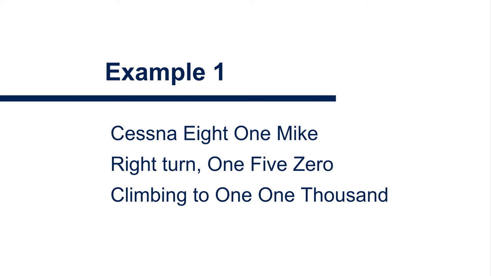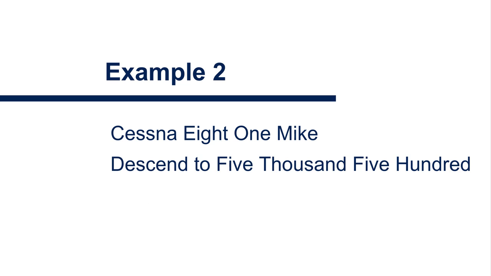Here, I've been given some instructions to make a turn to a heading and also climb to a new altitude. So I would respond by saying my tail number, the direction of turn, the new heading, and my change in altitude. So let me just do that now. Cessna 81 Mike, right turn to 150, climbing to 11,000. Let's look at another example. If I were given instructions to descend with no heading change, I'd repeat back: Cessna 81 Mike, descending to 5,500.